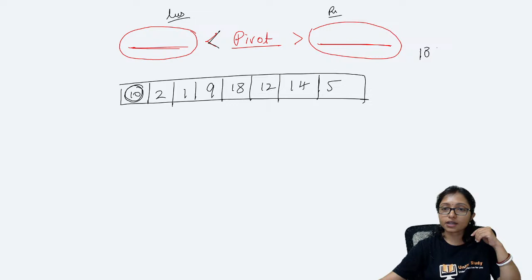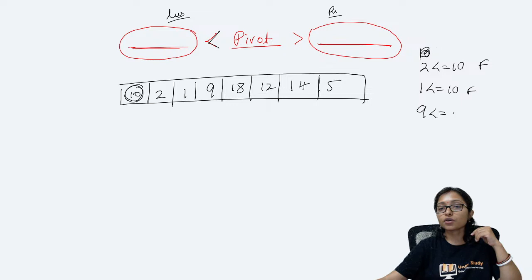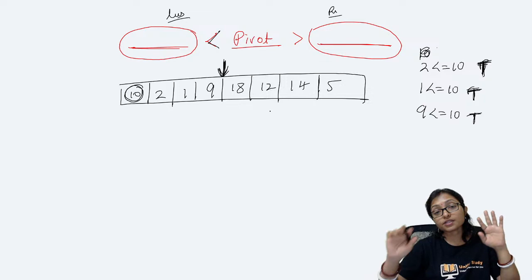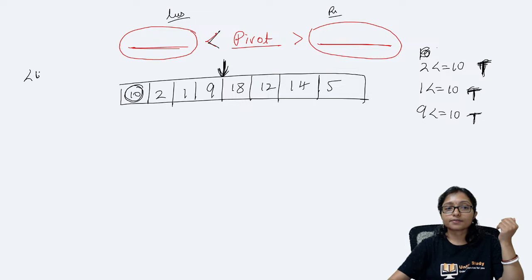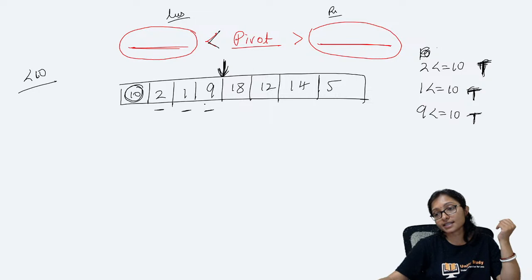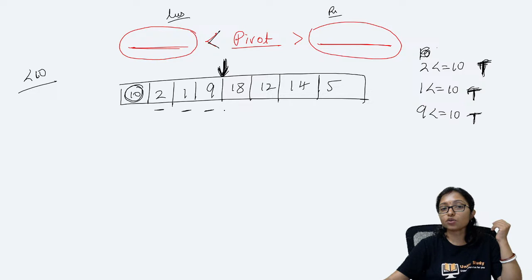I was checking whether 2 is less than or equal to 10. True. 1 is less than or equal to 10. True. 9 is less than or equal to 10. True. So I got a position that till this point the elements were less than 10. I was trying to find the position of elements less than 10. So I fixed the position here, that's why i value was incremented. First time i value was 0, it was incremented to 1, 2 and 3.